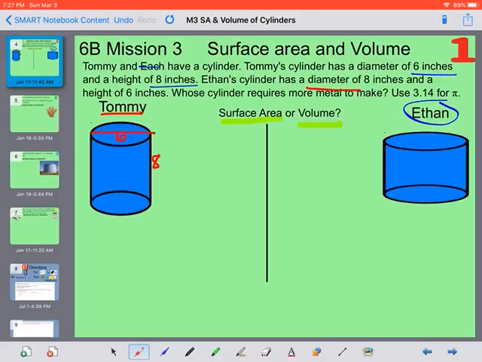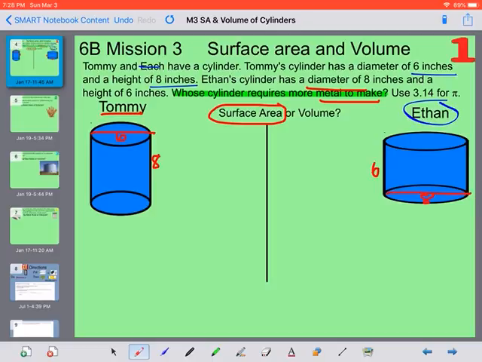Ethan's cylinder has a diameter of 8. You can label the top or this bottom circle, doesn't matter, and a height of 6. Whose cylinder requires more metal to make? Okay, so this sentence gave us the answer to whether or not we're looking for surface area or volume. It's not filling it up, it's how much to make it. So if we were going to lay this flat, how much material would we have? So we're talking about surface area.